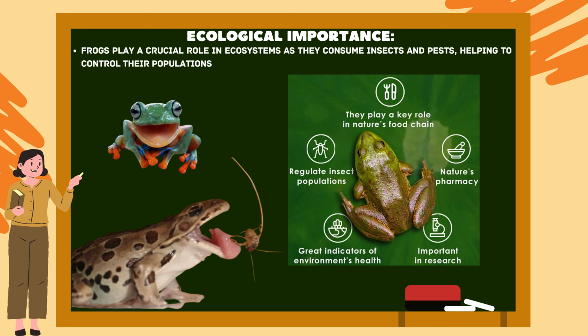Tadpole, larval stage. After fertilization, eggs hatch into tadpoles, which are aquatic larvae. Tadpoles have gills for breathing underwater and tails for swimming. Metamorphosis. As tadpoles grow, they undergo significant changes. Lungs develop for breathing air, legs replace the tail, and the gills disappear.